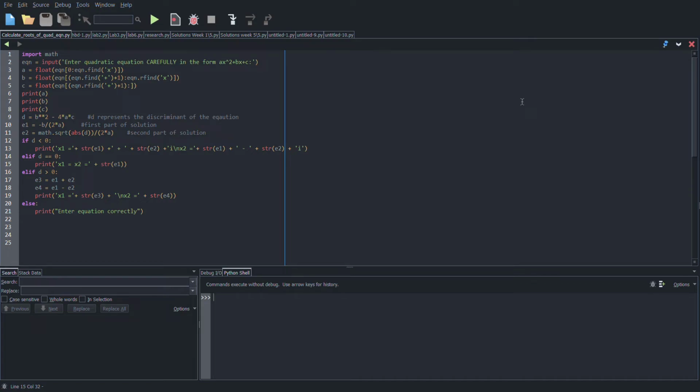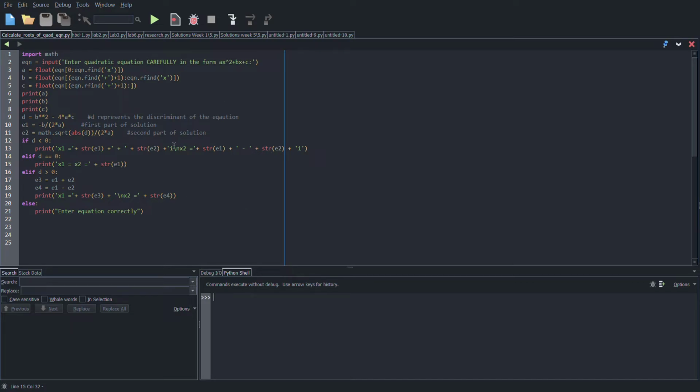Hello, in this video I will talk about a short program that I wrote to help me calculate the roots of a quadratic equation. I needed something to help me calculate the roots of quadratic equations very fast and easily, because in my assignments I had many quadratic equations to calculate, and it was taking a lot of time using paper and pen. So why not use Python?